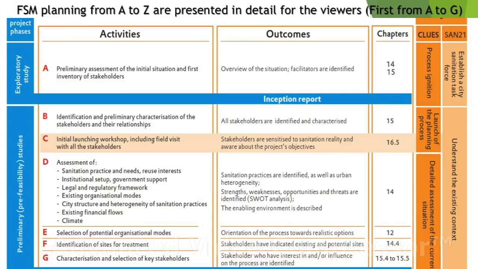After that, the activity comes is selection of potential organizational mode. Corresponding outcome will be there, orientation of the process towards realistic option. After that, the activity will be identification of sites for treatment. Corresponding outcome will be stakeholders have indicated existing and potential sites. Then comes characterization and selection of key stakeholders. Outcome will be stakeholders who have interest in and or influence on the process are identified. This way, two phases has been dealt: exploratory study and preliminary, that means pre-feasibility studies.